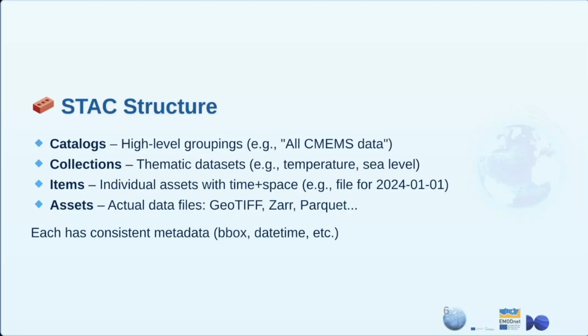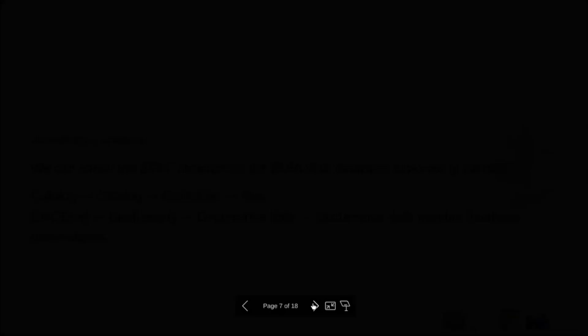And inside the items, you have assets, which is, we could say, the meat and potatoes of what you're interested in. The actual data. So Zarr, Parquet, GeoTIFF, CSV, whatever it is that you're interested in using.